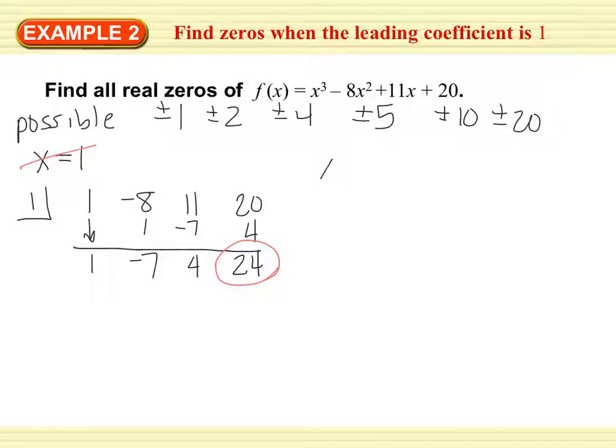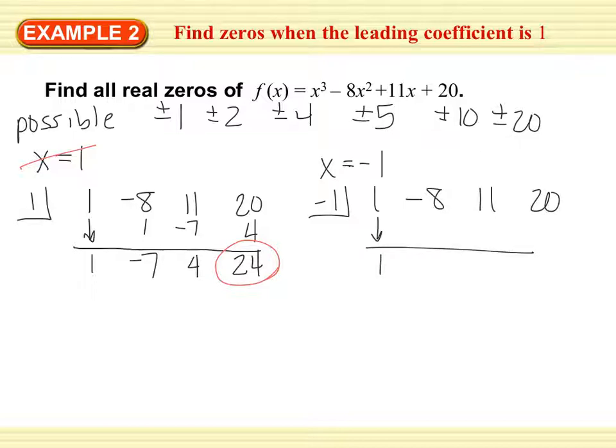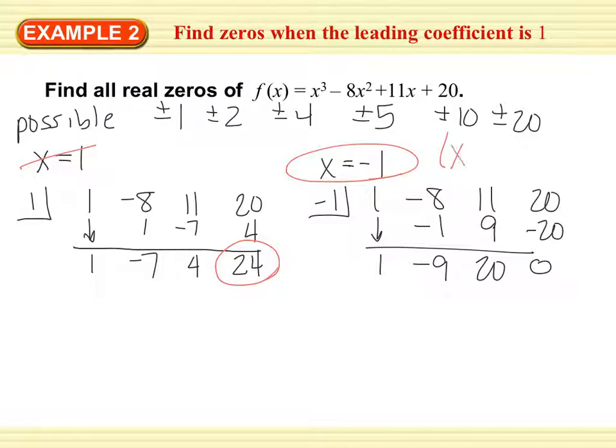I don't know, let's try negative 1. So put negative 1 in the box, same coefficients. Multiply, add, multiply, add, multiply, add. So negative 1 is a solution, or our factor would be x plus 1.